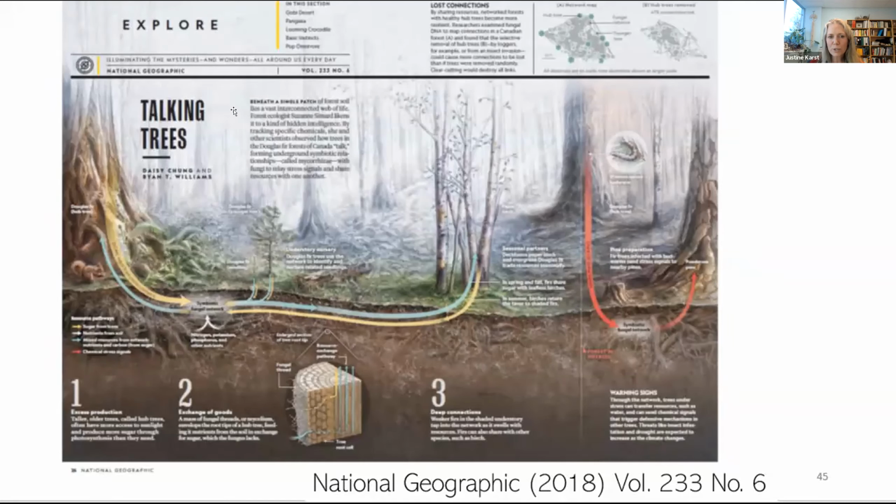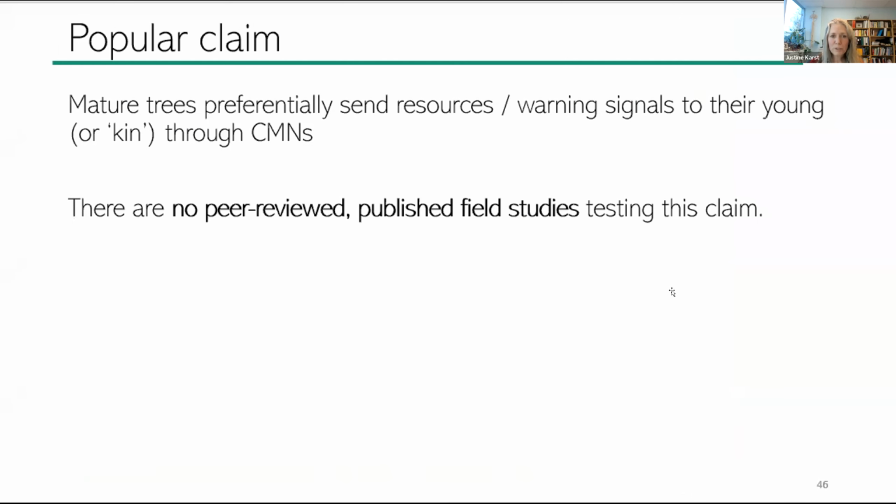It says talking trees, and has an image of an old growth forest. It talks about how the mycorrhizal network is moving these resources to different species, changing depending on season. Over here, there's a tree that's been attacked by some worm or something, and it's sending warning calls to a nearby tree. That's kind of the gist of this infographic. We were really surprised to find that there are no peer-reviewed published field studies testing this claim.